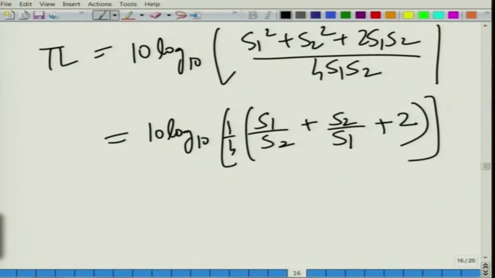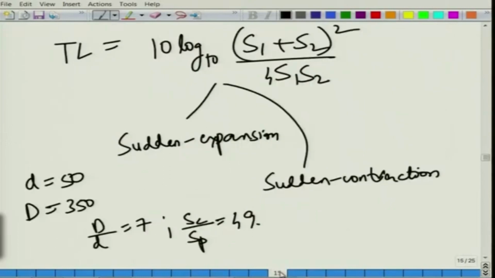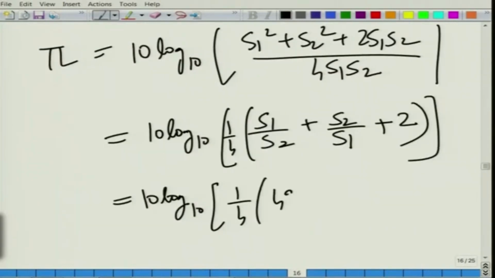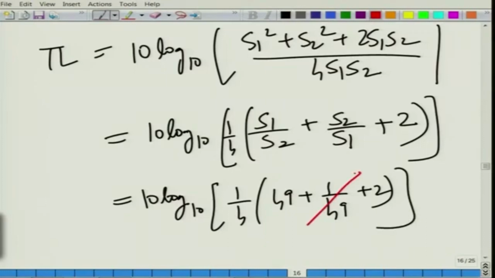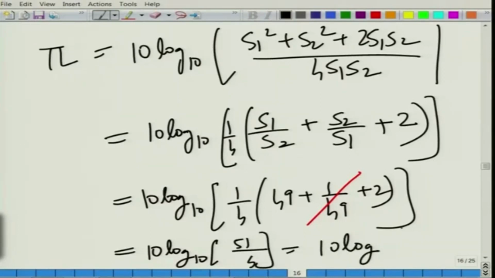So, 10 times log to the base 10 of 1 by 4. Now, we figured out S1 by S2. So, let us say if this is 49, this becomes 1 by 49. We can probably ignore this bit. So, this becomes 51 by 4, 10 times log of 51 by 4, that is 10 times roughly 13.